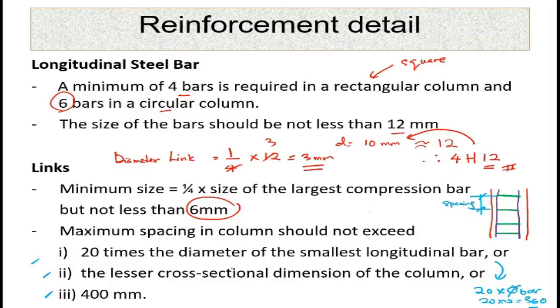Ataupun the lesser cross-sectional dimension of column. Ni tengok dimension column. Dimension column berapa? Kalau dimension column tu dia bagi 350, 350. Okay, 350. Lepas tu 400. Dia tak boleh, should not exceed. Tidak boleh melebihi antara ketiga-tiga ni. Yang paling besar 400 lah. So, yang mana kita nak pakai? Kita ambil yang paling kecil.